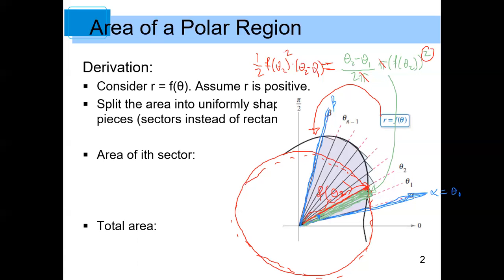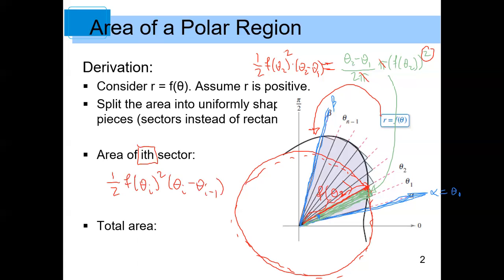So in general, the ith sector, okay, so first, second, the first one would be from theta 0 to theta 1. The second one would be from theta 1 to theta 2, yes? The ith one would be from theta i minus 1 to theta i, yeah? And it would just be the same sort of thing: 1/2 f of theta i squared times theta i minus theta i minus 1, yeah?